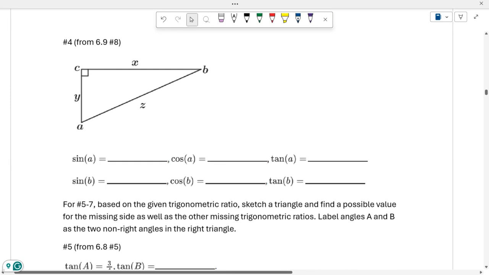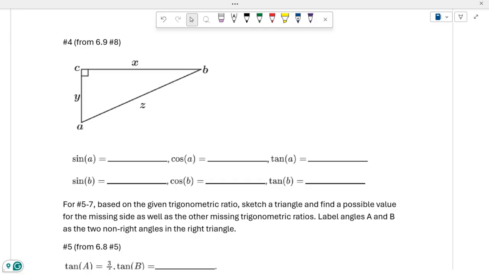Question number 4. Now, question number 4 might look scary to some people because there's no numbers. I mean, I guess technically there's 90 degrees, but other than the 90 degrees, there's no numbers. We just got letters all over the place. And so people might look at this and they might get a little intimidated or scared.